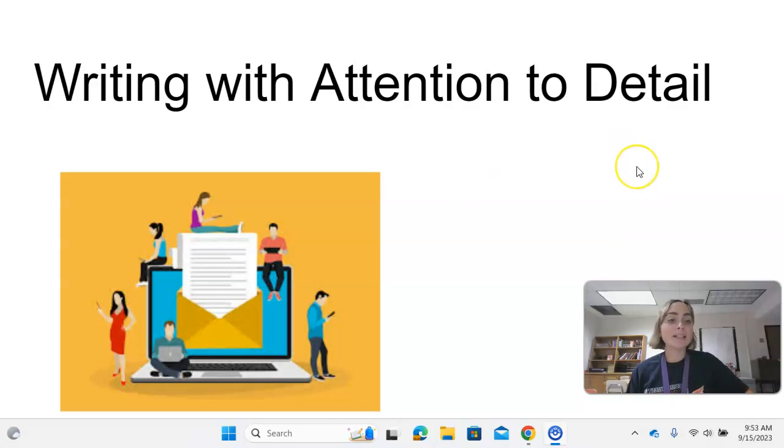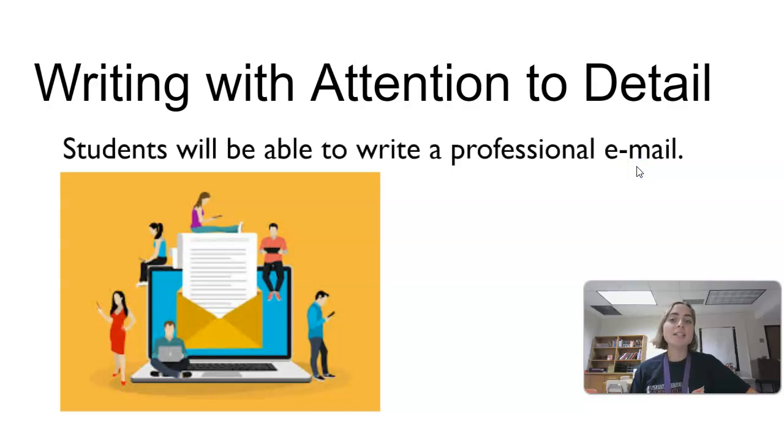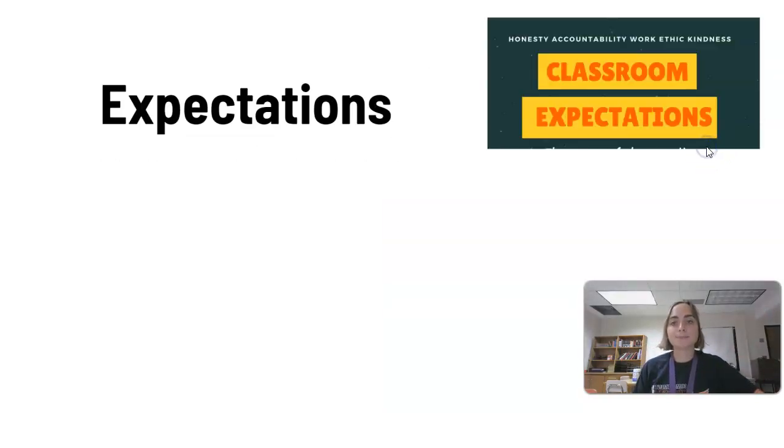So you've made it through the first unit in English, almost. Our objective today is that we'll be able to write a professional email, which is a really awesome skill to start practicing as a 10th grader, because you're going to need this all the time to email your teachers, maybe your college professors, or your bosses at work. So this is a great skill to learn and practice.